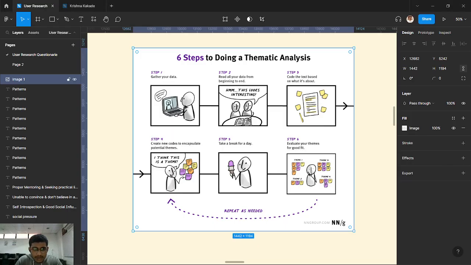So the first step is to gather data, as I said earlier. After that we need to read all the data, and later code the text based on what it is about. Code means, if a user is saying we are confused about something, that's one code in that data. Then we can create themes on the basis of those codes. Then take a break, and then you will evaluate your themes.